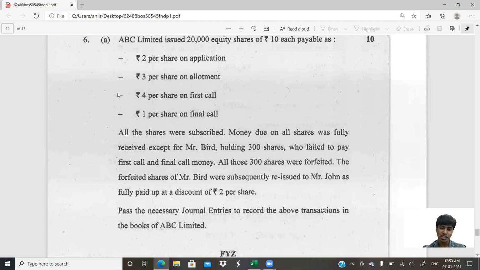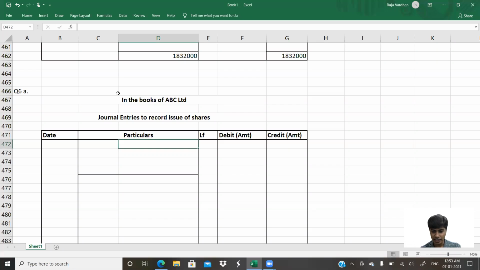So for the remaining shares, we've received all. For 20,000 shares, we've received application and allotment. So application I have received completely. Yes. Allotment I have received completely. Yes. On first call and final call, what happened? We didn't receive for 300 shares. Okay, I'll straight away start the entries. If you want, I can actually show a small table for you to understand.